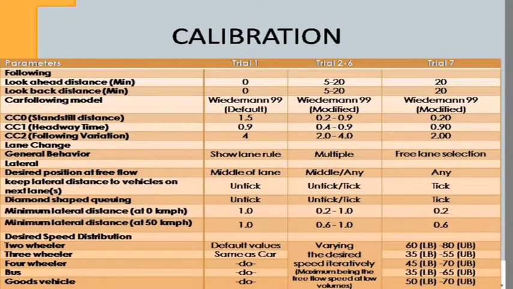Then trial 7, for this we found the calibrated, validated model having a confidence limit of 95% or more. The value for look ahead distance and look back distance was 20. The standstill distance was 0.2, headway time 0.9, follow variation 2. General behavior was free lane selection, and desired position at free flow was any position in the lanes. The desired speed distribution, lower bound and upper bound values were as follows.